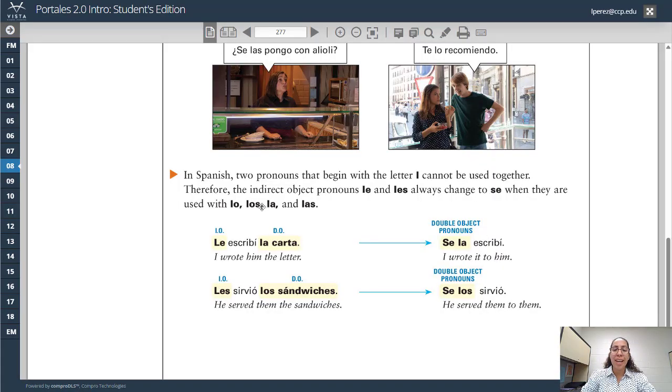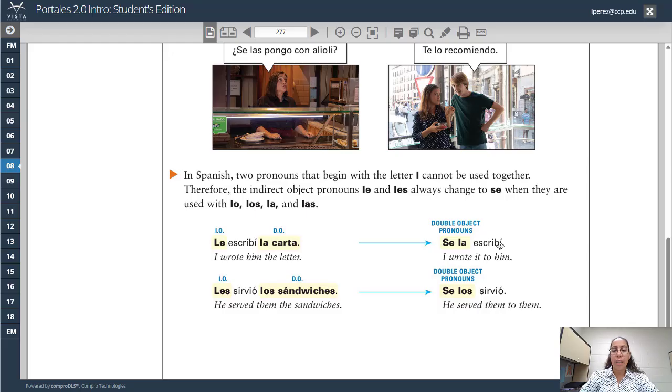I was mentioning you cannot have two pronouns that begin with the letter L. It wasn't just a thing that I made up to help you remember. That's really how we explain it. So if your indirect is either le or les, and your direct is one of the ones with L, like lo, los, la, or las, then you change your le to se. So you'll see a whole lot of se, because se replaces le or les when they are combining. Therefore, le escribí la carta becomes se la escribí.